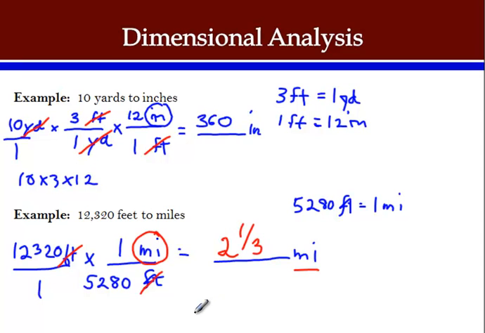Now, if you do that on your calculator, you get 2.33333, etc. Well, that means 2 1/3, or you could write that it is approximately 2.3 miles. Not exactly, but approximately 2.3 miles, or exactly 2 1/3 miles.